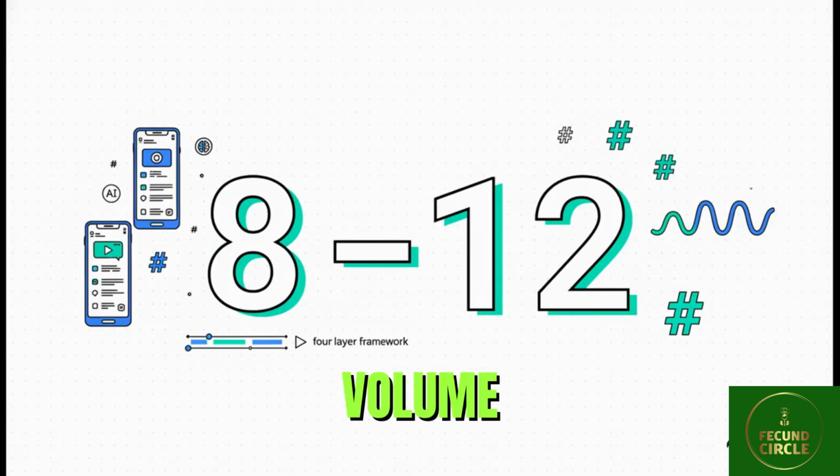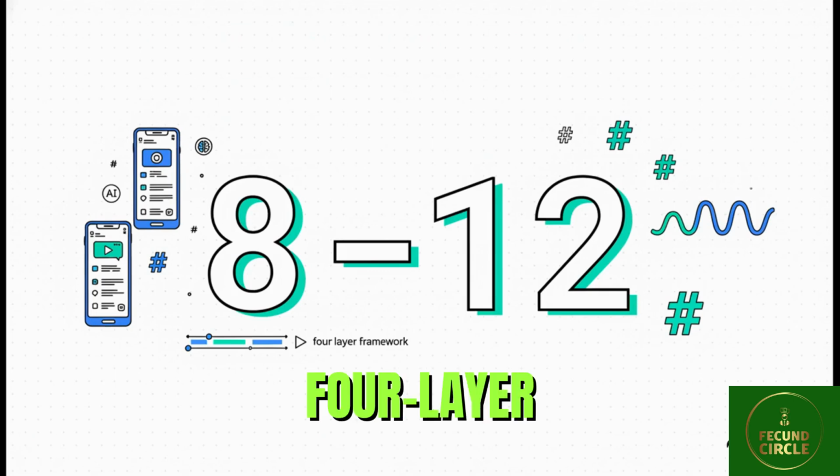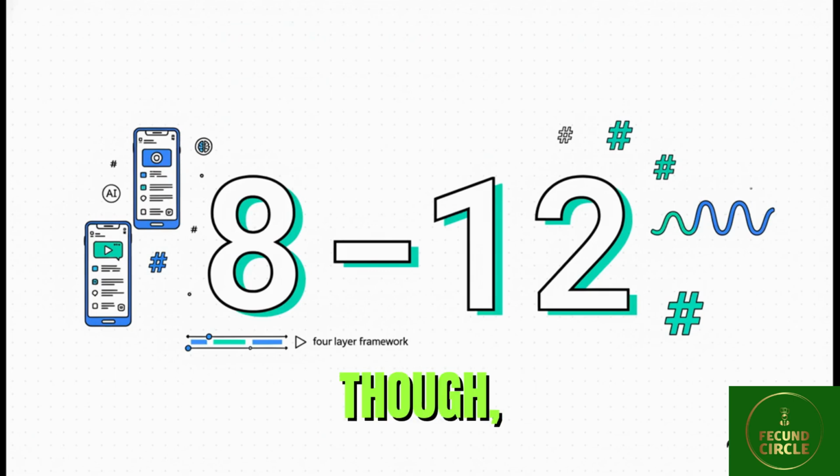Now, when it comes to the sheer volume of tags, 8 to 12 is your hard mathematical rule for short-form video, like shorts or reels. You want to aim for 8 to 12 highly relevant hashtags using that 4-layer framework we just talked about. Though if you're doing long-form videos, the source material notes you can actually expand that just a bit, up to 10 to 15 hashtags.